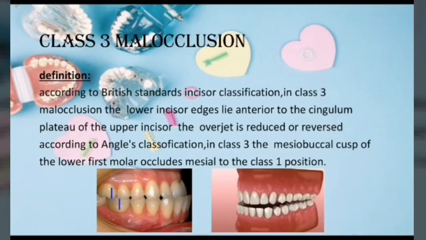Class 3 malocclusion definition: according to the British Standards Incisor Classification, in Class 3 malocclusion, the lower incisor edges lie anterior to the cingulum plateau of the upper incisor. The overjet is reduced or reversed. While according to the Angle classification, in Class 3, the mediobuccal cusp of the lower first molar occludes medial to the Class 1 position, in which the mediobuccal cusp of the upper first molar occludes into the mediobuccal groove of the lower first molar.